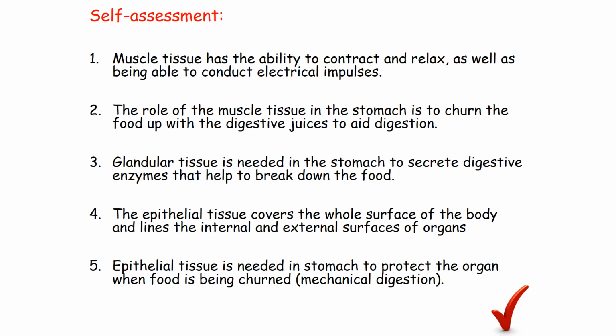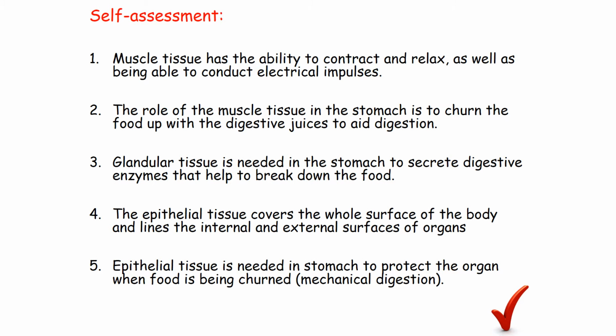Question 2, what is the role of muscle tissue in the wall of the stomach? Its role is to churn the food up with the digestive juices to aid digestion. Number 3, glandular tissue is needed for what important purpose in the stomach? Well, it's needed to secrete digestive enzymes that help to break down the food.